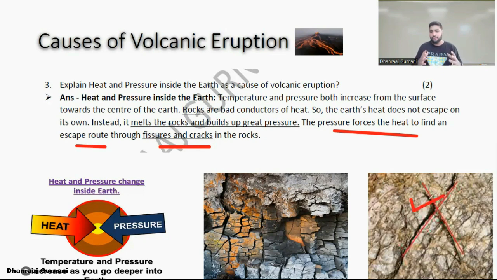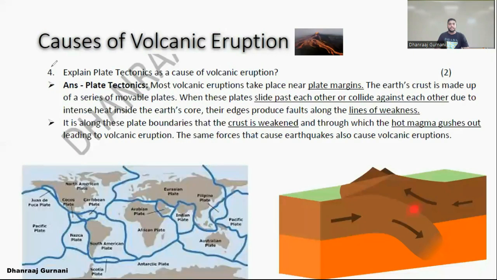It is just like your cooker where the pressure is building up and it needs to find a way out. Same way here, heat and pressure is building up. It needs to find a way out, and the escape route comes through cracks in the rocks or fissures in the rocks. Moving to your second cause of volcanic eruption as per your syllabus, out of the third one, explain how plate tectonics can cause a volcanic eruption. This question comes for 2 marks.